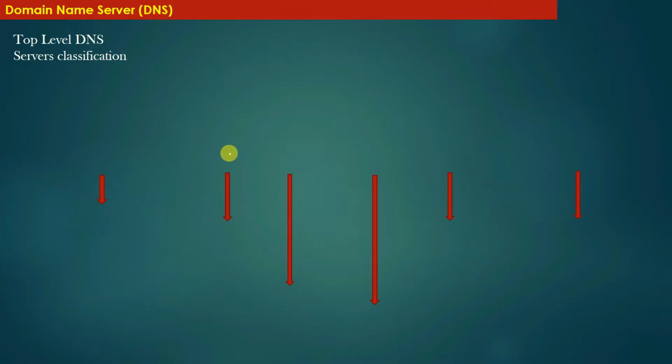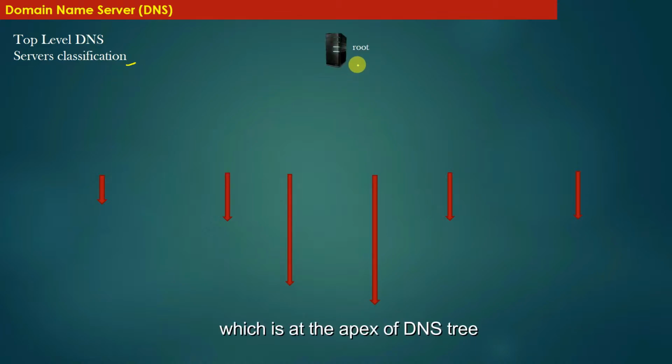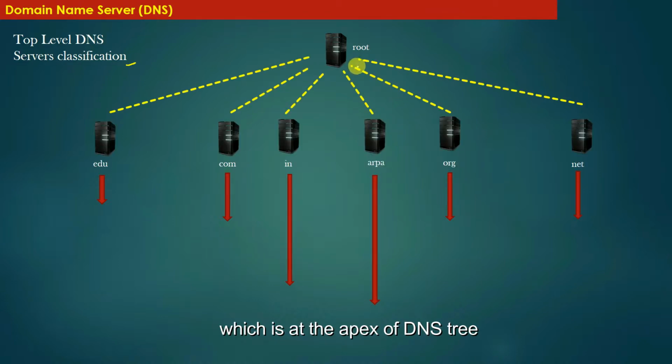So welcome back guys. Next we are going to discuss the classification of top level domain name servers. In the DNS system we have learned that there is a root DNS server which is at the apex of the DNS tree. Then the first level domain name servers are called top level domain name servers. There are approximately 1000 top level domain name servers, out of which I have shown you only 7 or 8.